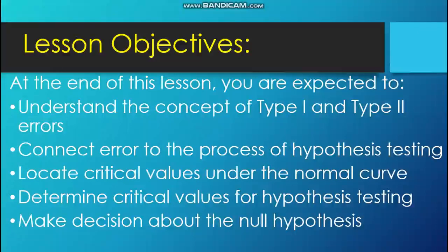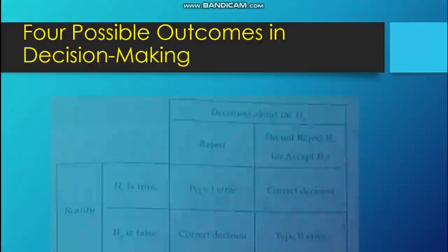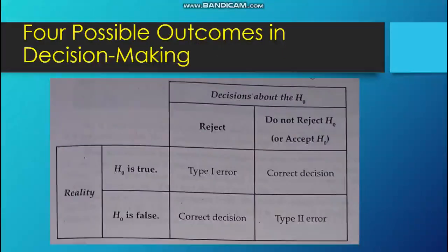Okay? So in hypothesis testing, we make decisions about the null hypothesis. Okay? So ang basis ng ating decision ay doon sa ating null hypothesis. Of course, there are risks when we make decisions. When we conduct hypothesis testing, there are four possible outcomes. I have here the table or decision grid that shows these four outcomes. Ulitin ko, no? Yung ating decision will focus on the null hypothesis.